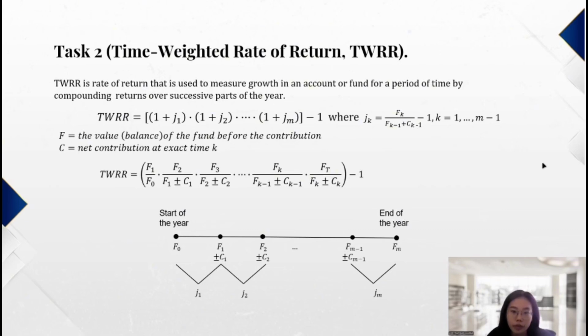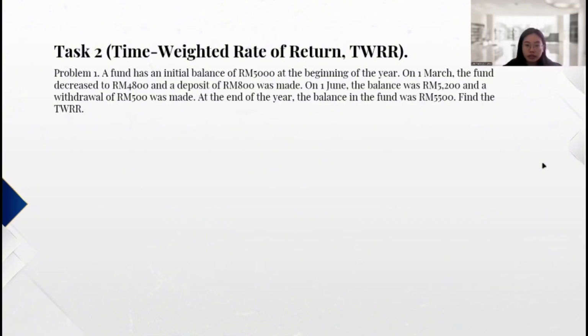Now, let's walk through a few problems to solidify understanding and see how these formulas work in practice. In this problem, a fund starts with 5,000 ringgit. Let's trace the changes. The fund decreases to 4,800 ringgit and a deposit of 800 ringgit was made. Proceeding to the 1st of June, the balance was 5,200 ringgit and a withdrawal of 500 was made. On to the end of the year, the balance was 5,500 ringgit. Let's break this down into sub-periods and calculate each Jk.